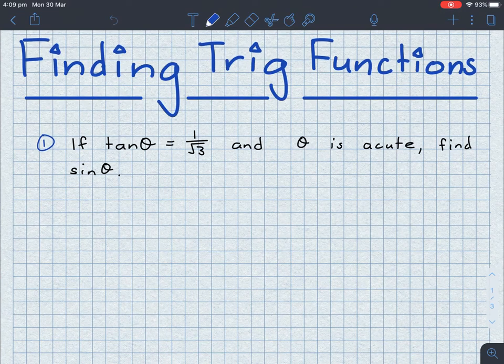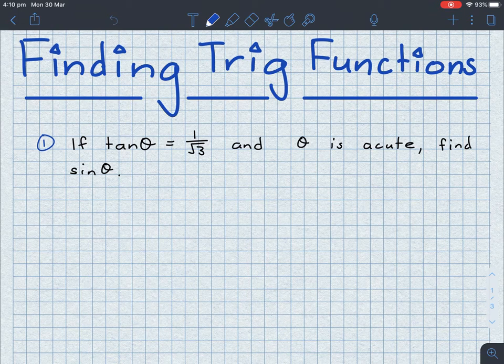Hi Year 11. Today we're going to have a look at how to find one trig function if you know another. So we'll do this through a bunch of examples. Example 1: if tan theta equals 1 on root 3 and theta is acute, find sine theta.